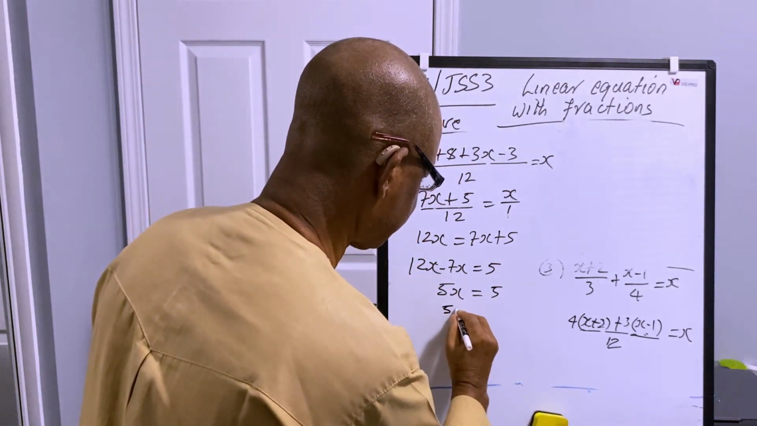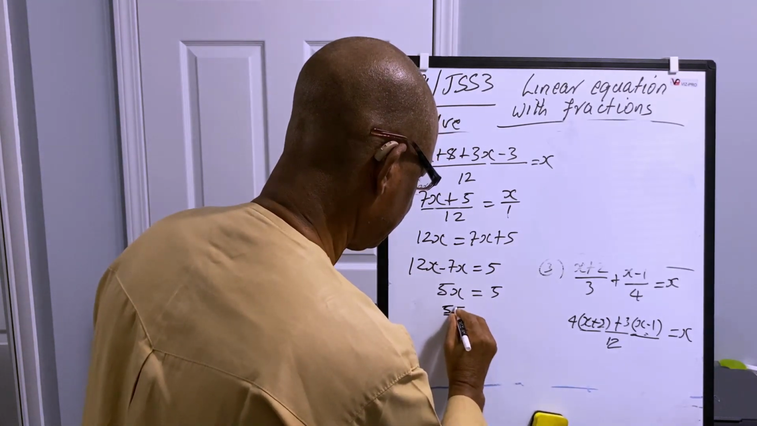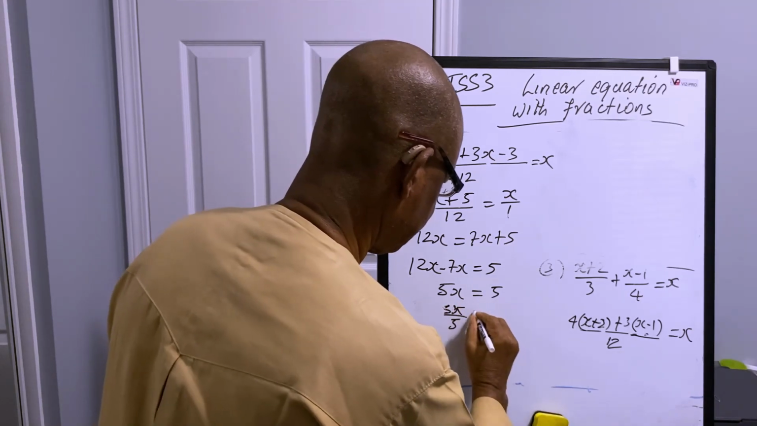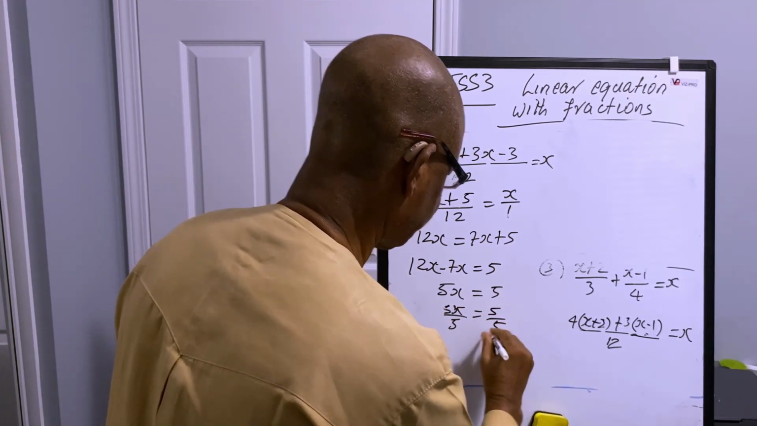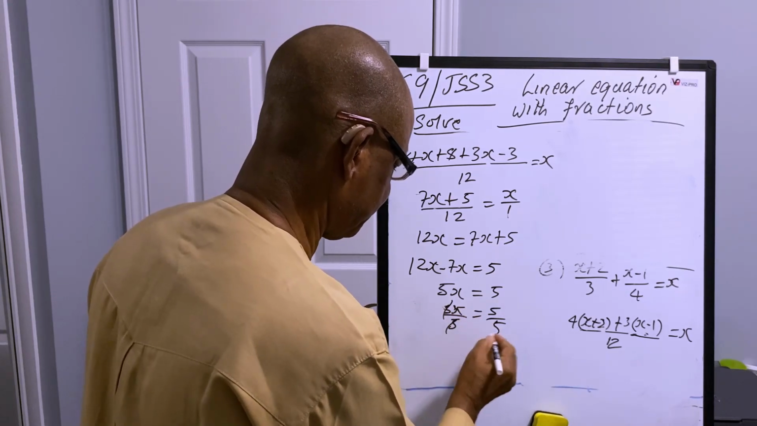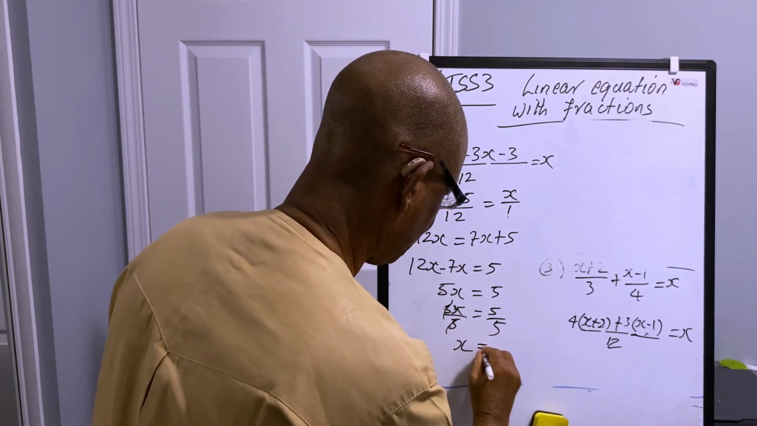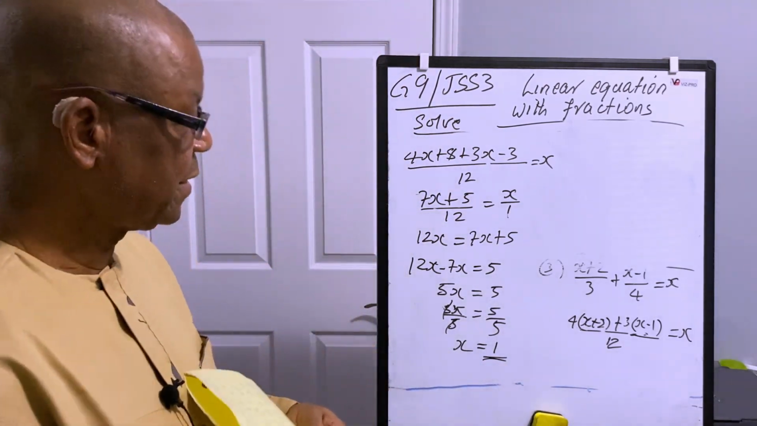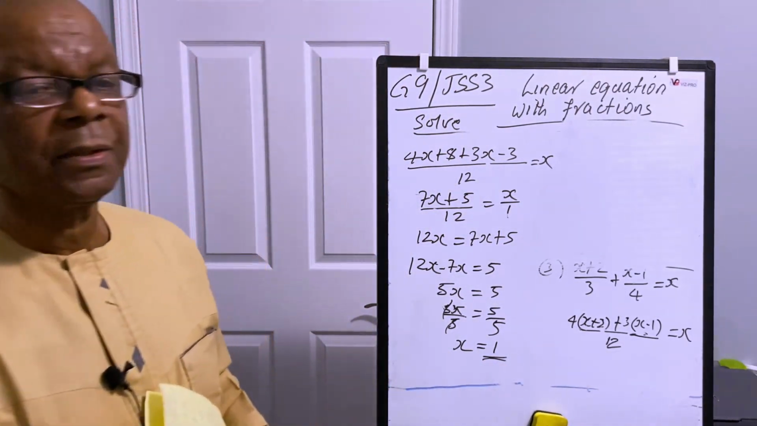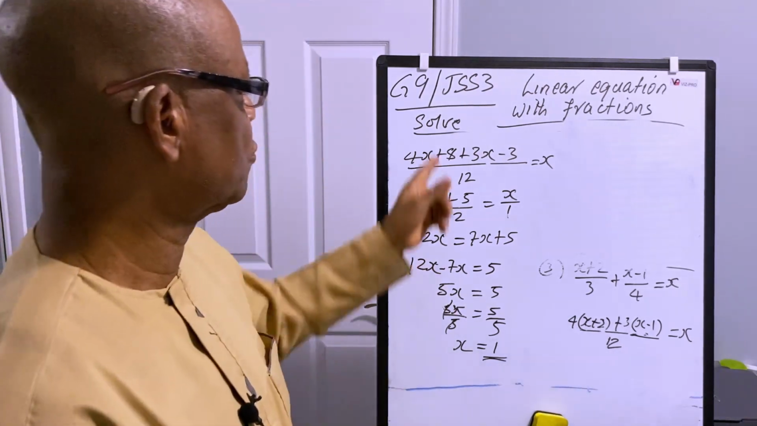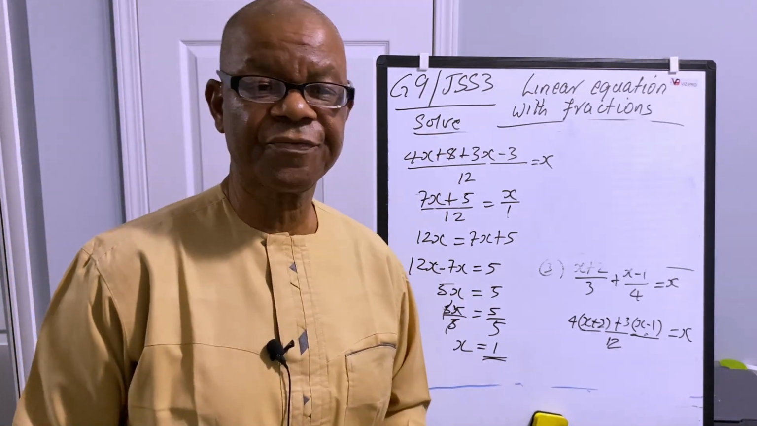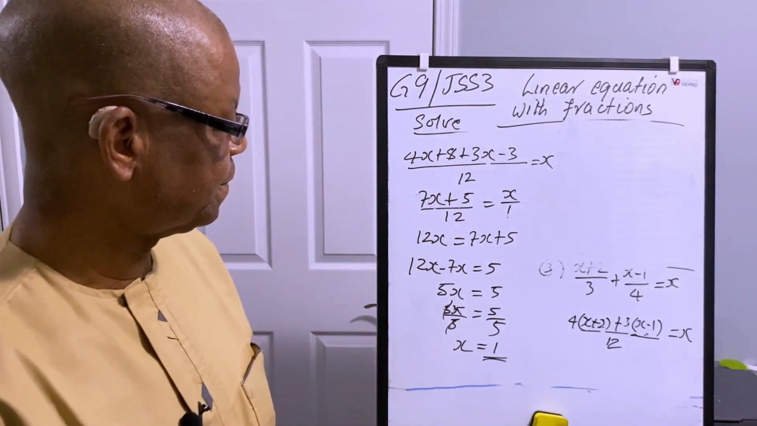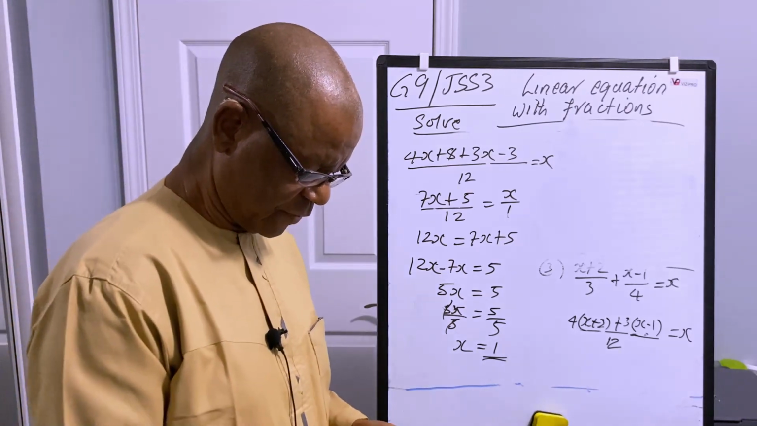So 5x divided by 5 is equal to 5 divided by 5. So 5 cancels 5, and x equals 5 divided by 5, which is 1. We have found the value of x in this particular question because we are told to solve. Solve means find the value of the unknown, the variable in that question. That is for that one.